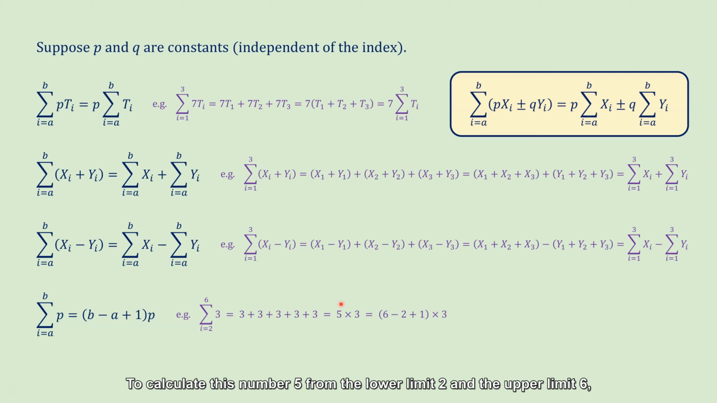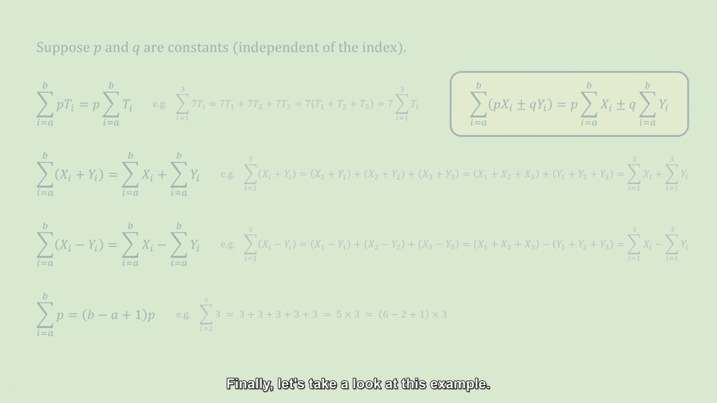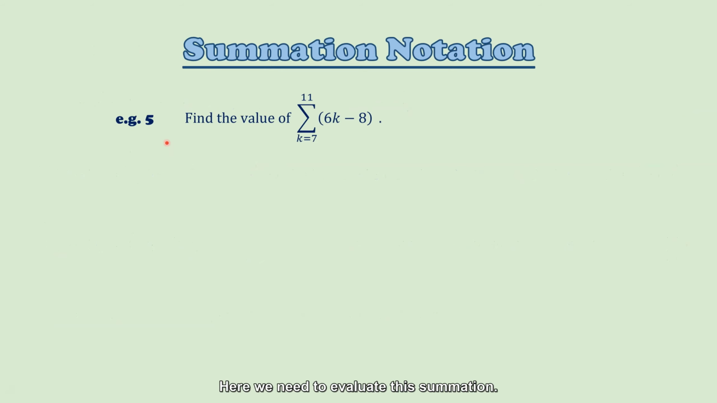To calculate this number 5 from the lower limit 2 and the upper limit 6, we consider 6 minus 2 plus 1. That means the upper limit minus the lower limit plus 1. This is how we can count the number of integers starting from a and ends at b. Finally, let's take a look at this example. Here we need to evaluate this summation.